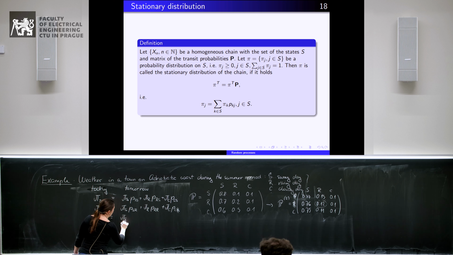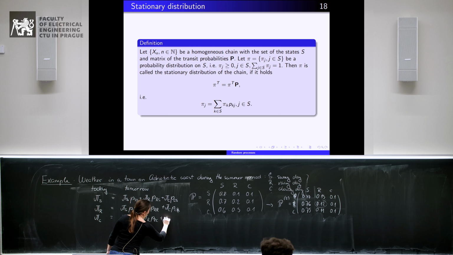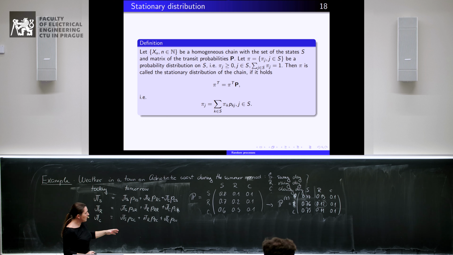So in this way, we obtain the system of three equations where all these probabilities can be again obtained from the matrix of transit probabilities. So again, we use this matrix of transit probabilities to find the stationary distribution, and we don't have to calculate the product of an infinite number of such matrices. We can solve only the system of equations.